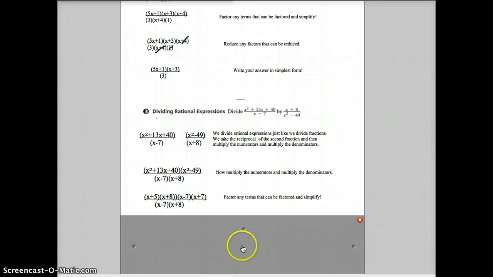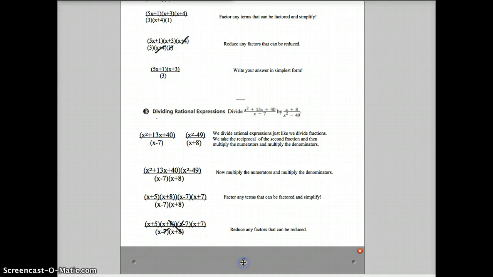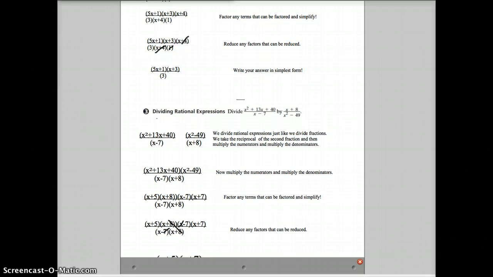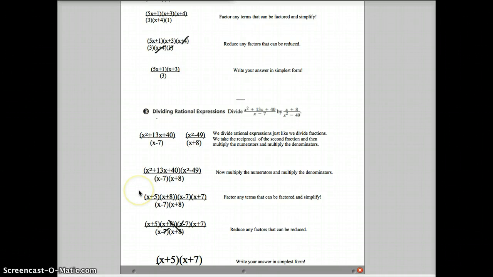I look for common factors. And again, I factor out my factors, and I reduce them, my x plus 8s and my x minus 7s. And I'm left with, in my numerator, x plus 5 times x plus 7. And that is in simplest form right now.